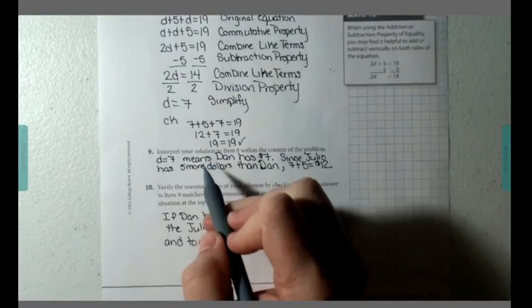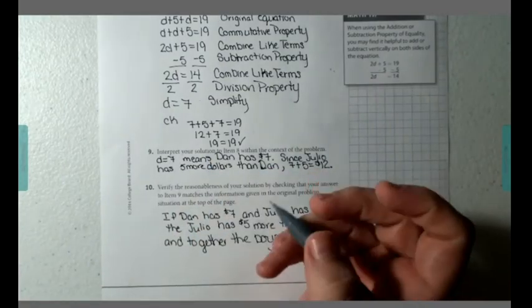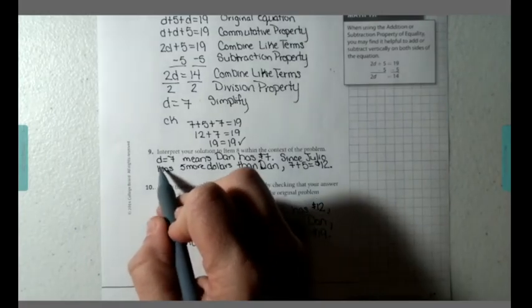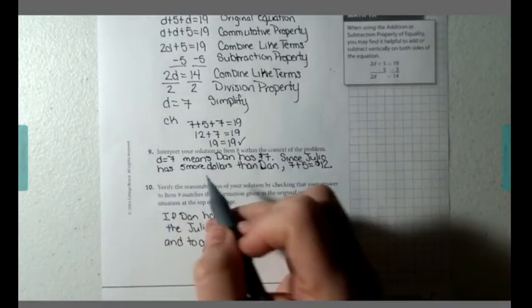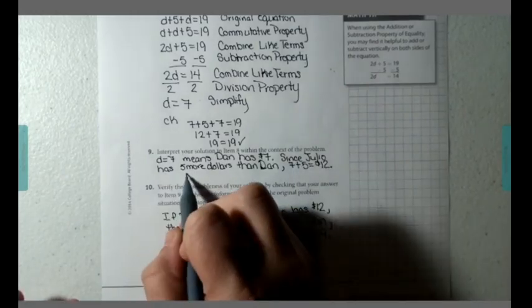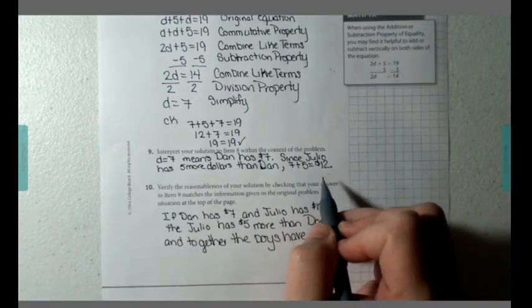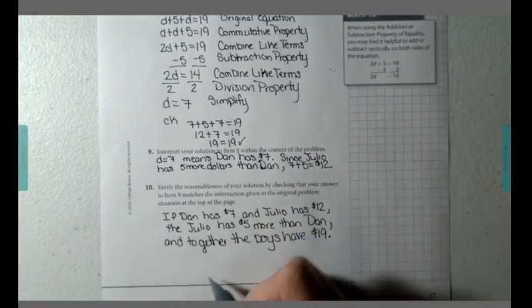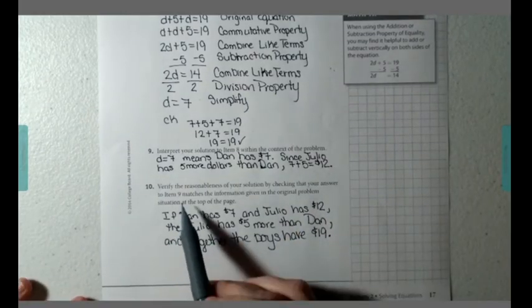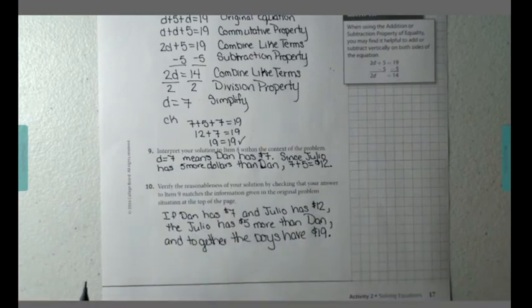It says interpret that solution in the context of the problem. So I said, well, if D equals 7, that means Dan has $7. And since Julio has 5 more dollars than Dan, 7 plus 5 is 12. So Julio has $12. In question 12, it asks us to verify the reasonableness by checking your answer.